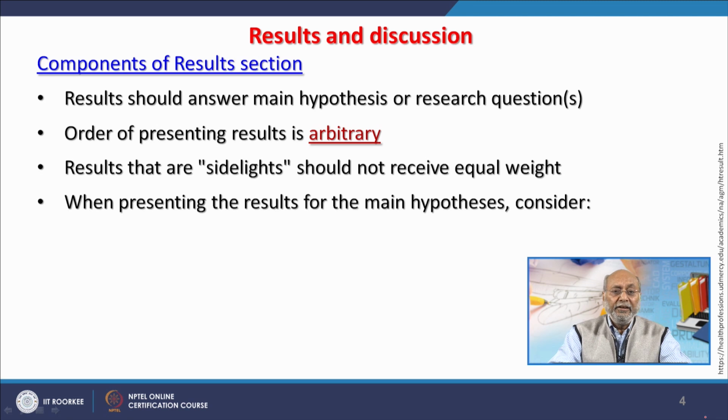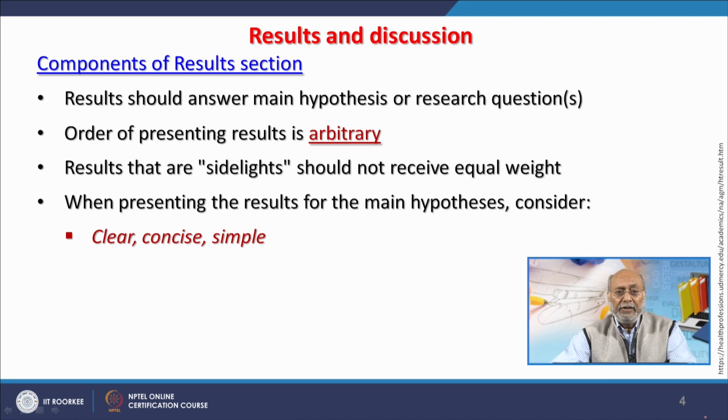So, while presenting the results for a hypothesis, consider the following points. This point has always been there: the things should be very clear, concise, focused and simple also. One should not make very complicated statements which may not have a good meaning. In one of the videos I showed that a person is speaking very good English, but one is unable to understand even a small answer. So, it should be concise, clear and simple while presenting the results of these hypotheses or objectives.